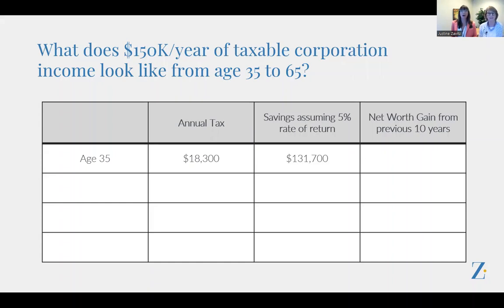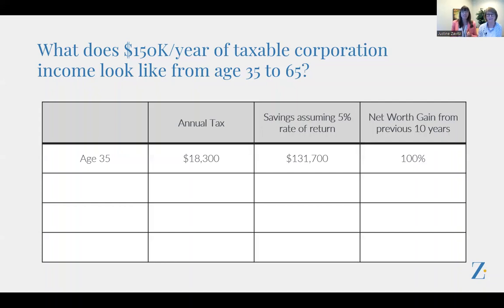So that's going to leave $131,000 to be saved. And we're going to assume that we earn a 5% rate of return on these savings. So obviously in the first year, from 10 years before where their net worth was zero, they've doubled down and they've had 100% growth in their net worth. Not bad. Let's fast forward 10 years.